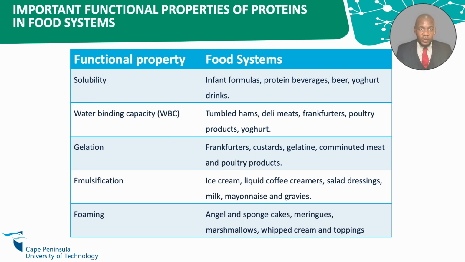For this class, we are going to focus on 5 key functional properties. Solubility, which is important in infant formulas. Gelation, which is important in products such as gelatin, custards, poultry products. Water binding capacity in dairy, meats, frankfurters, yogurt. Emulsification, in ice cream, liquid creamers, salad dressings. And you can also see that each functional property may be important in more than one kind of product.